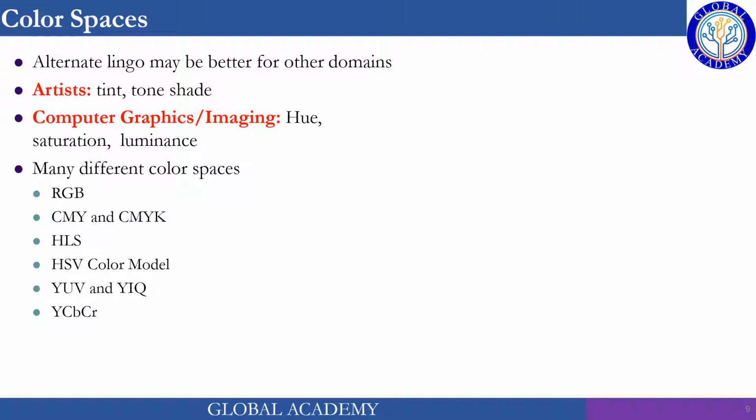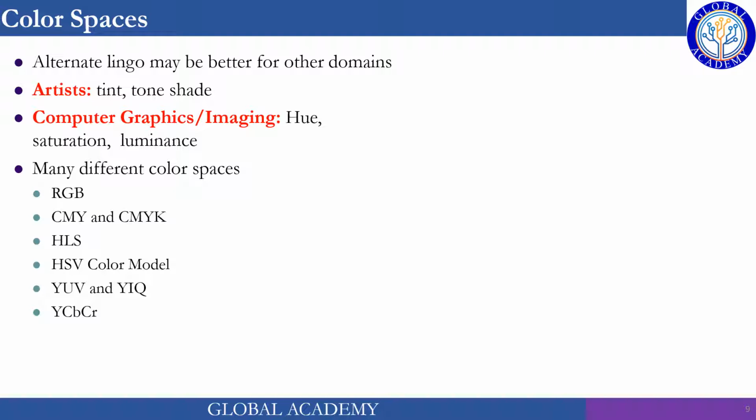Color spaces. This is the main topic which we are going to discuss throughout this lecture. Considering artists' terminology, they usually use the words tint or tone and shade. Tint is for purely representing colors, and similarly tone and shade for the different saturations. Whereas in computer graphics or computer image processing, most of the time we use the term hue for color representation, and saturation and luminance for their different saturations and lightness.